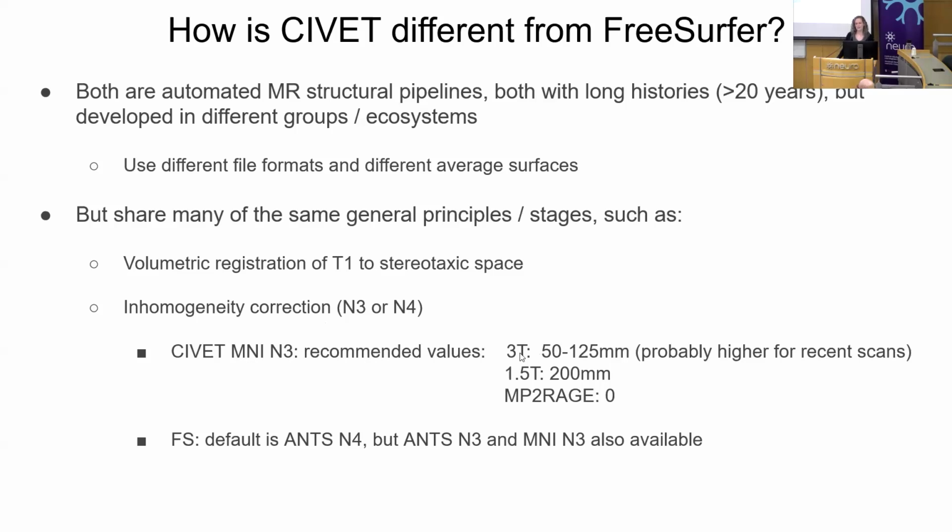But if you have a 3T scan and it's relatively modern, you're probably going to start around 125, the higher end of this range. If that doesn't work well, or if you have an older scan, you can use a little bit lower. And there's a few other recommended values there. FreeSurfer now uses by default ANTs N4, but they also have options for ANTs N3 or also the MNI N3 like CIVET uses.